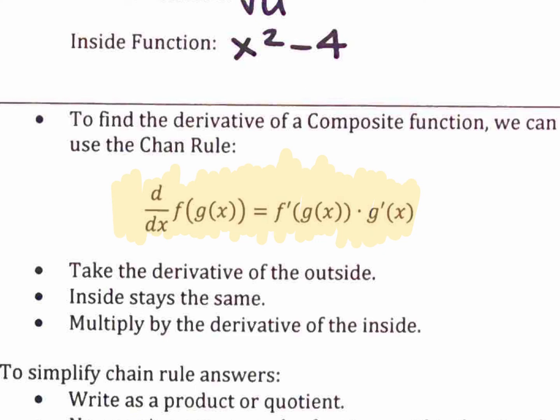So kind of think of this as almost like an onion, right? We're peeling away layers by taking the derivative. Or a Russian nesting doll, if you're comfortable with those. So you have to get rid of the outside function first by taking its derivative. The inside function stays intact, and then multiply by the derivative of the inside function.